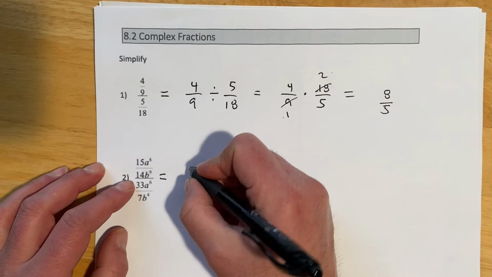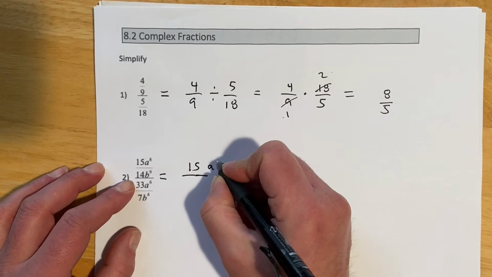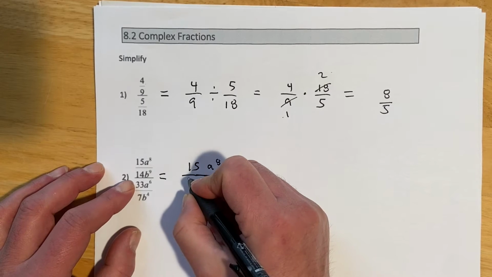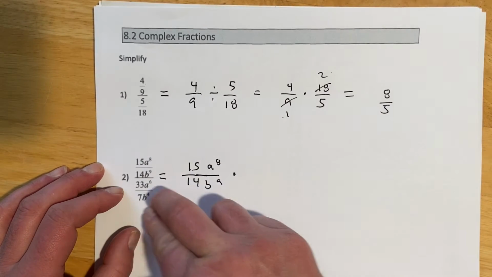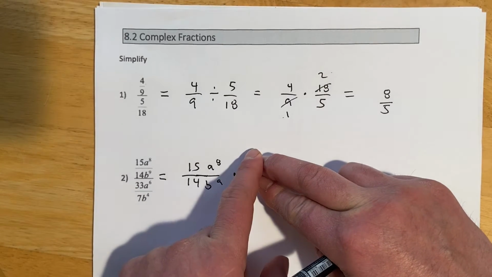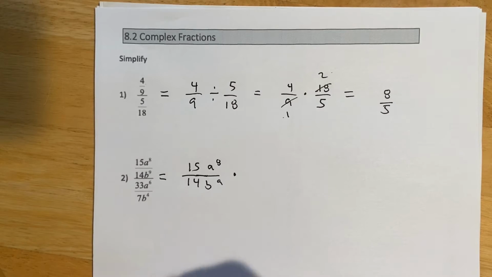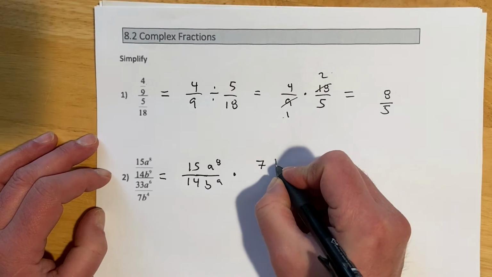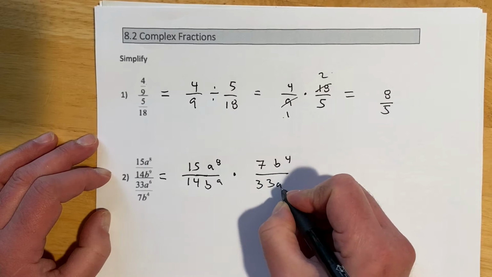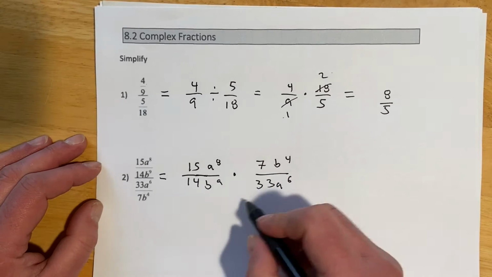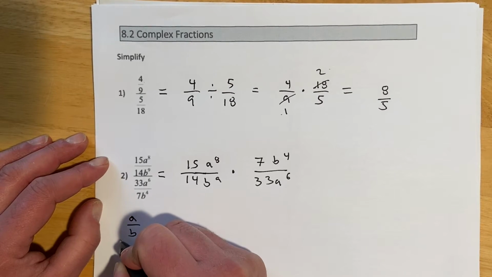So this one right here, 15a to the 8th over 14b to the 9th. I'm going to bring this up. Think of that as being 33 over 7. So I'm going to flip it and rewrite it as a multiply. And let me do a thing down here to explain that.